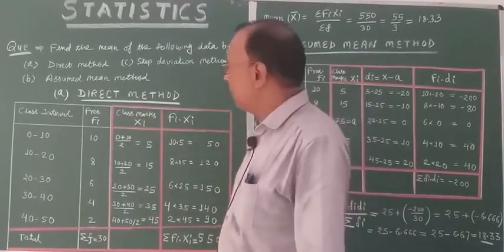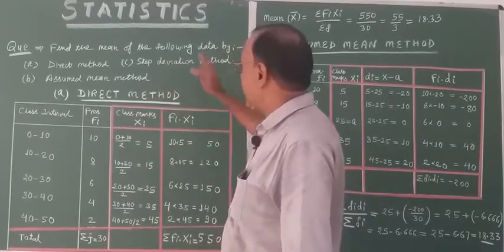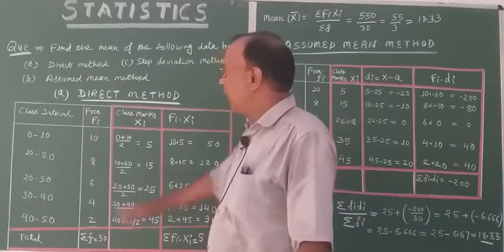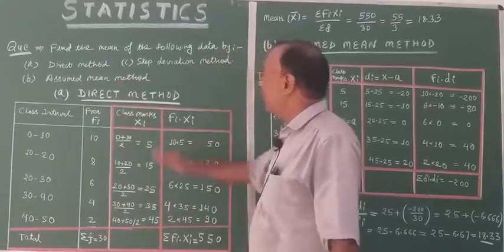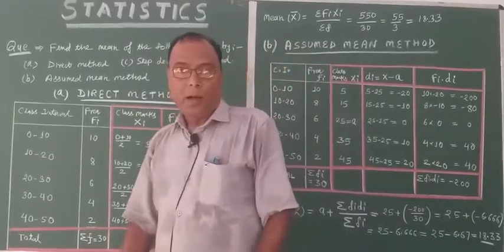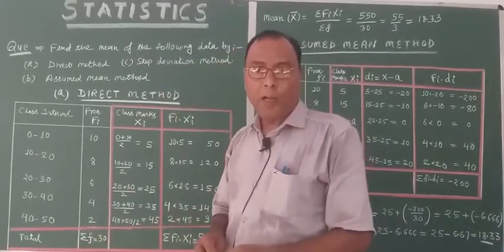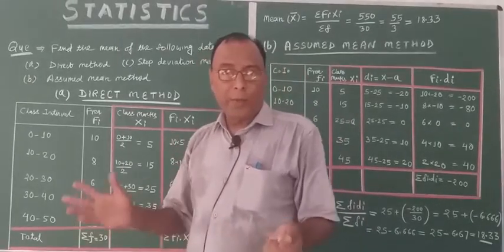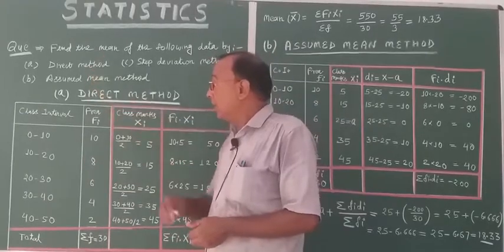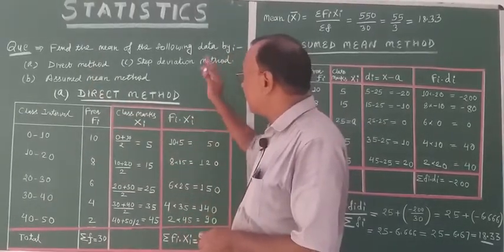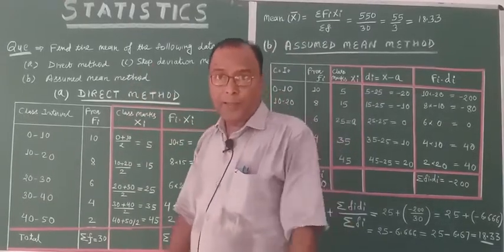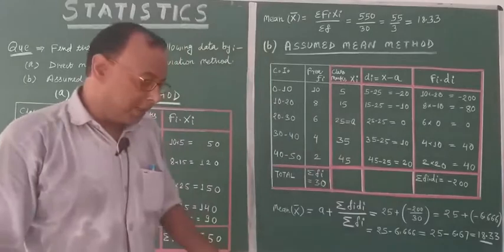This is the first question: find the mean of the following data by direct method, assumed mean method and step deviation method. क्या करना है आपको? आपको कोई डाटा गिवन होगा, उसका आपने तीनों मेथड से मीन निकालना है. डायरेक्ट मेथड इज देयर, स्टेप डेविएशन मेथड इज देयर एंड assumed mean मेथड इज देयर. तो फर्स्ट मेथड इज डायरेक्ट मेथड एंड दिस इज द क्वेश्चन.